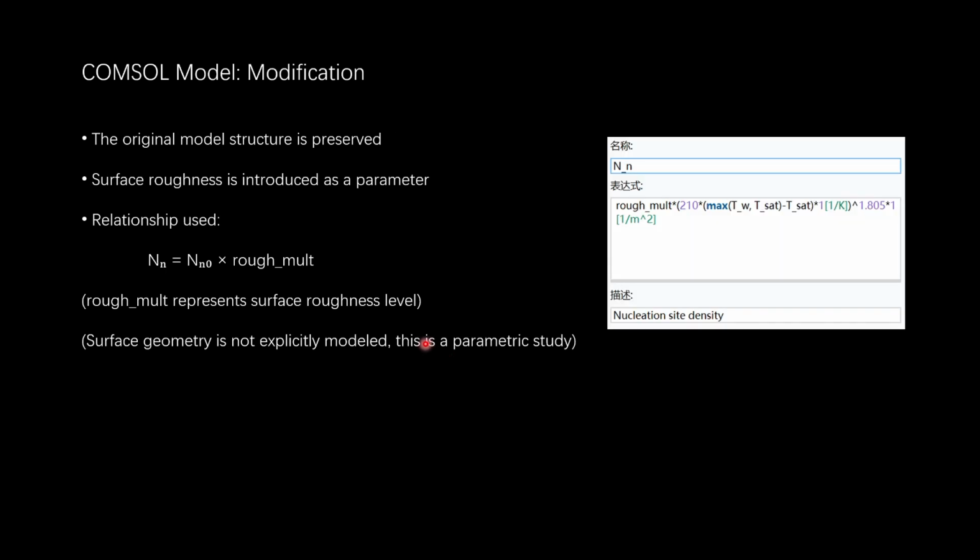I also made some modifications to the original model. I did not modify the model structure. Instead, I introduced surface roughness as a scale factor applied to the nucleation site density. So nucleation site density is proportional to a roughness multiplier. This allows us to study the effect of roughness without modeling surface geometry, which is an efficient approximation and simplification.